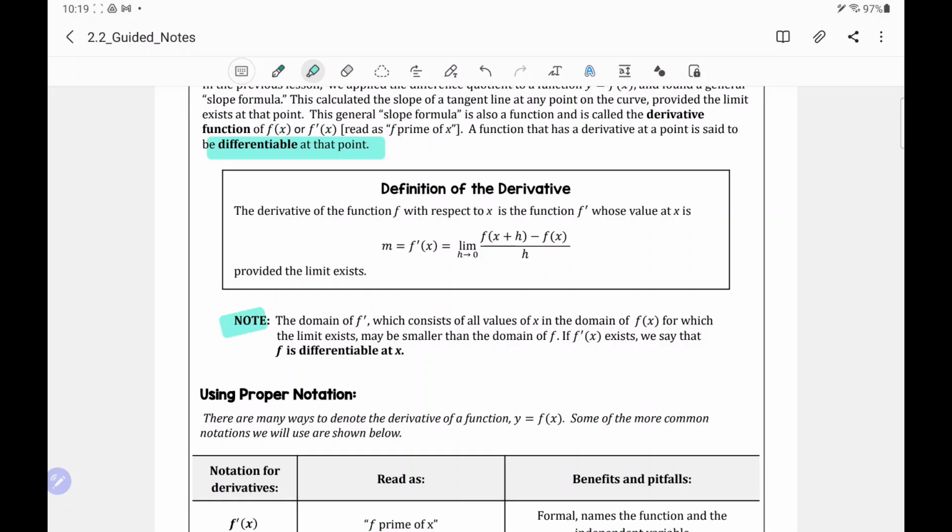So there is a note here. The domain of f prime, remember that's the derivative, the slope of the tangent line, which consists of all values of x in the domain of f of x for which the limit exists, may be smaller than the domain of f. So basically we're letting you know that f prime consists of all values of x in the domain of f of x, the original function, but it could actually be more limited. If f prime exists, we say that f is differentiable at x. We did say that up here already.